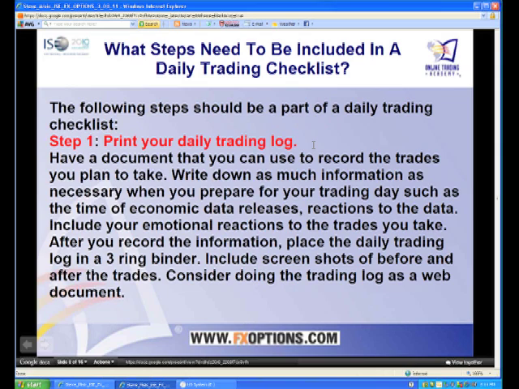And then again, record as much of that information as possible. Place it in a daily trading log in a 3-ring binder if you do it on paper. Poke holes in it. Include screenshots of the before and afters of your trades, or consider doing the whole process as an online trading log, as the one I'm going to demonstrate for you during the presentation. Obviously, you save a lot of trees if you're doing it online, and you can keep a running total of how your trades are working out for you online.